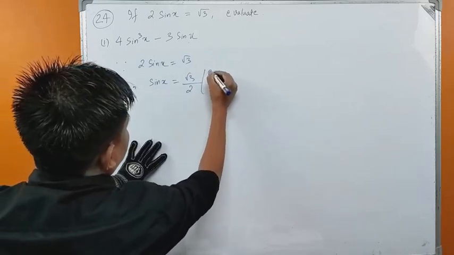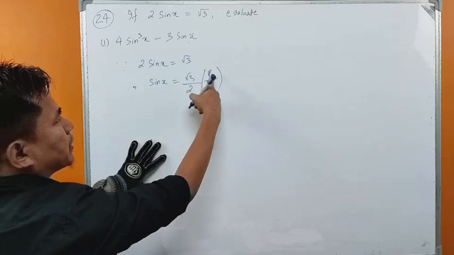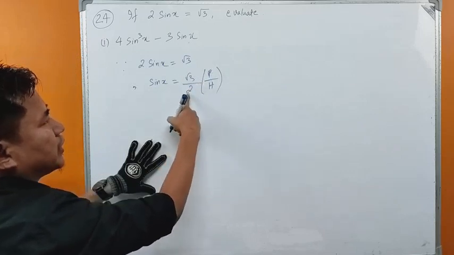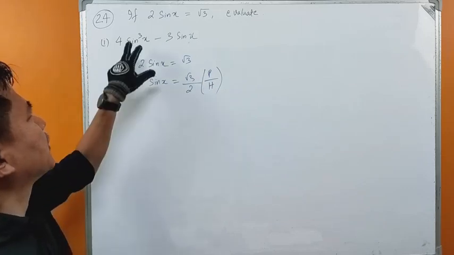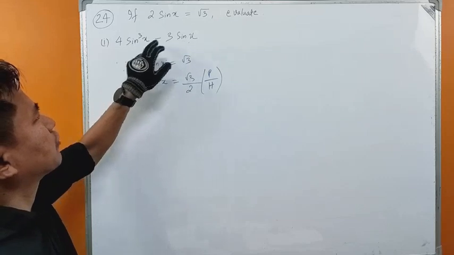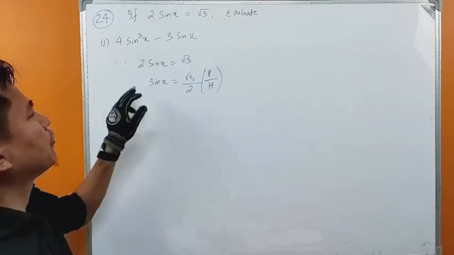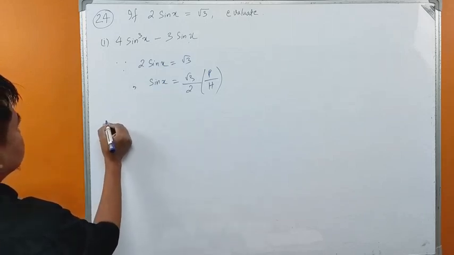This is perpendicular, this is hypotenuse. Sin theta means perpendicular upon hypotenuse. So perpendicular is root 3, hypotenuse is 2. But we don't need to find base here because we are asked to find the value of sin x, isn't it? If we are asked to find the value of cos x in the next question, we will find base at that time. Right now we just put the value of sin x.